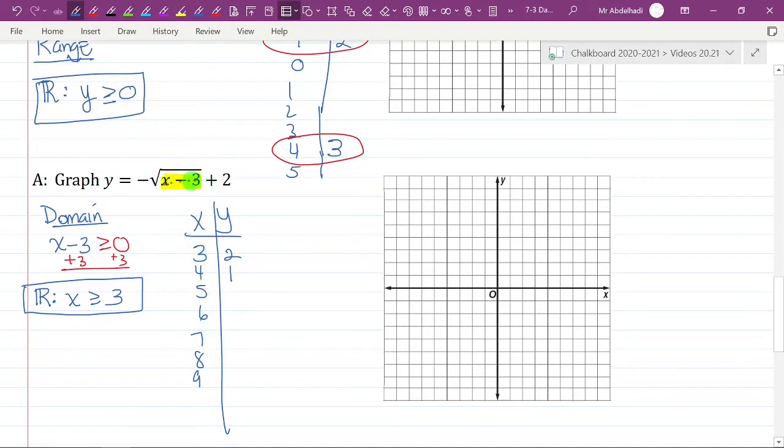7. 7 minus 3 is 4. That's a perfect square, so you square root it. Square root of 4 is 2. This is going to be negative 2 plus 2, which is 0. So this becomes a 0 here.